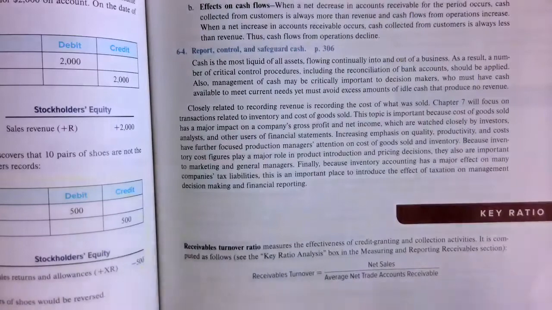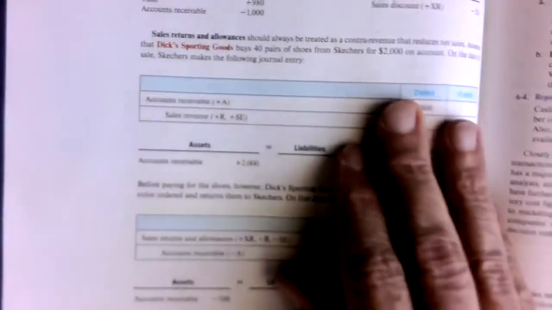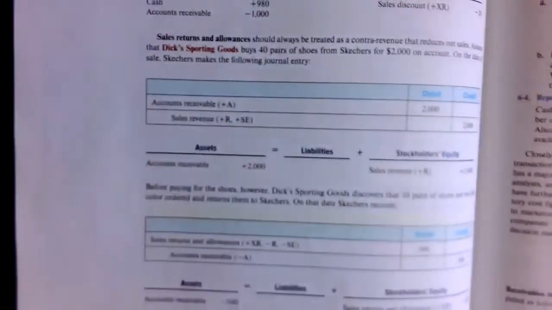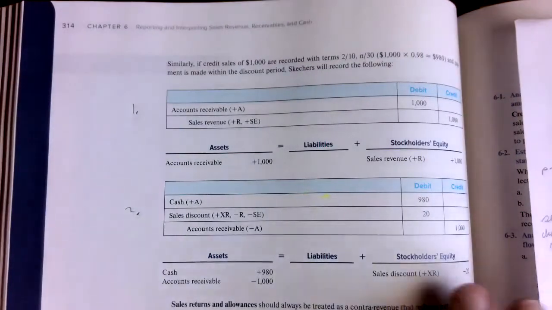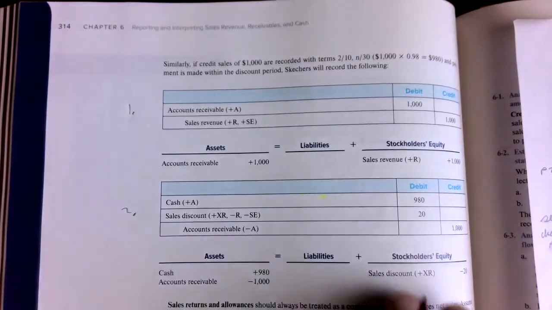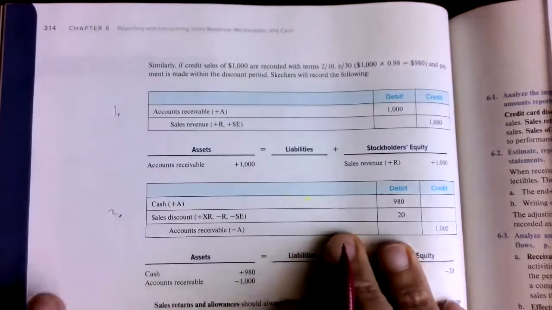All right, now on the next page, they show you our 2/10, n/30 scenario, okay? So how are we going to deal with that? It's kind of a two-step process. When we initially offer the customer a 2% discount, well, we don't know if they're going to take it, right?